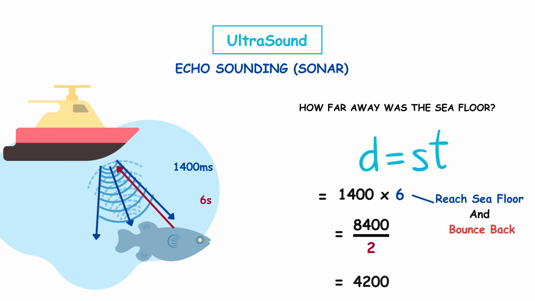In this case, we multiply 1,400 meters per second by 6 seconds, which gives us a total of 8,400 meters. However, since the sound wave traveled to the seafloor and then back again, we must divide this distance by 2, meaning the actual distance from the submarine to the seafloor is 4,200 meters. This method allows for accurate depth measurements and is widely used in navigation, fishing, and underwater exploration.